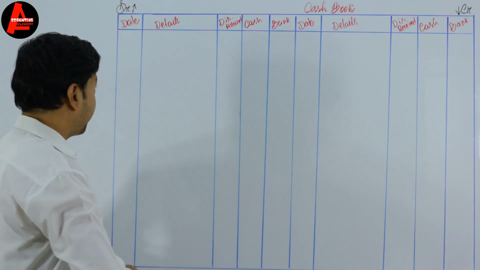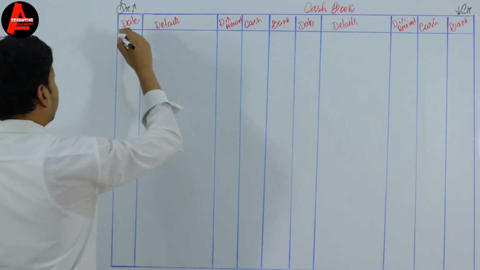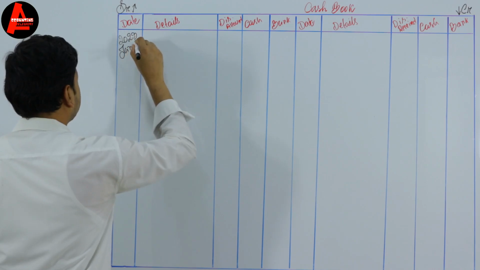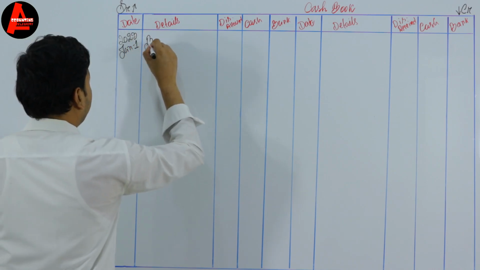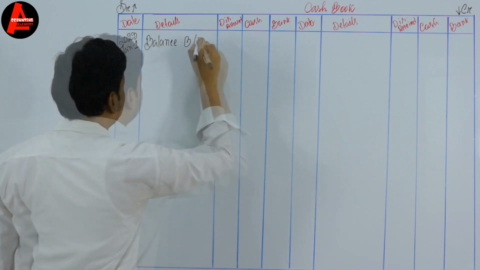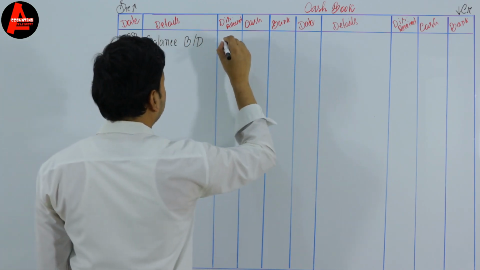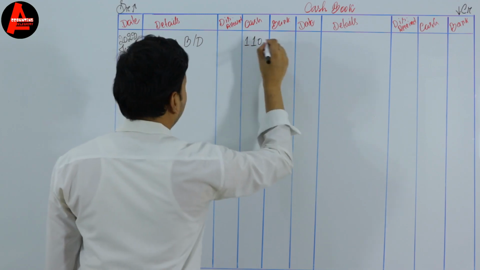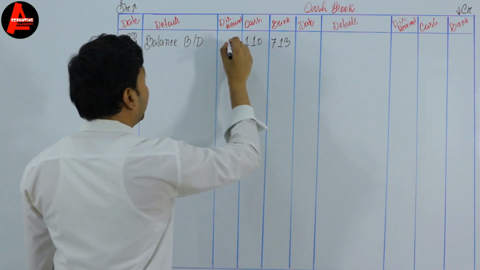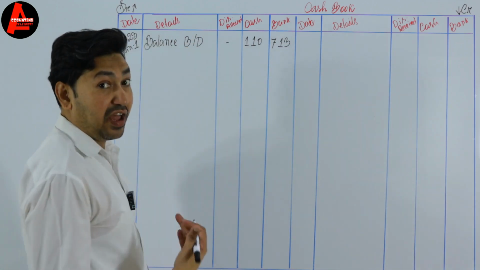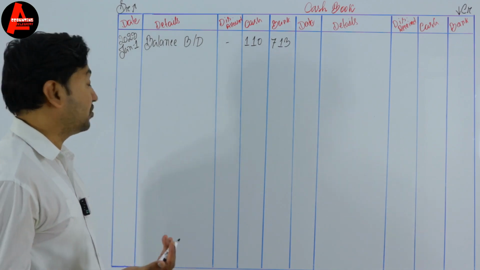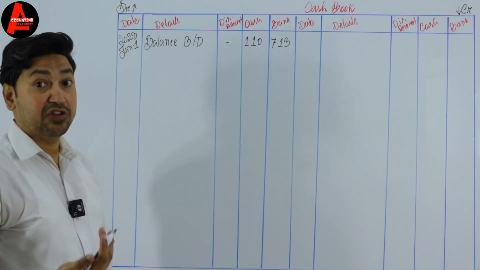So let us write here first of all balance BD, 2023 January 1st. Here we will write balance BD. BD stands for brought down. So here 110 for cash and 713 for bank. And there is no opening balance for discount allowed. Don't forget.